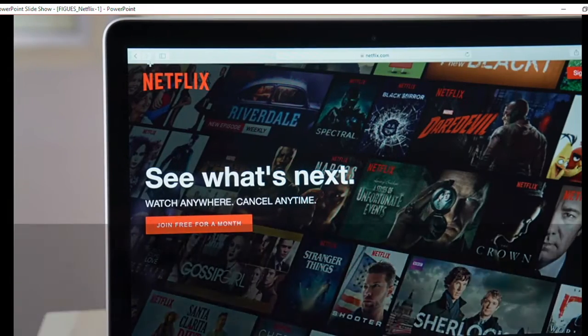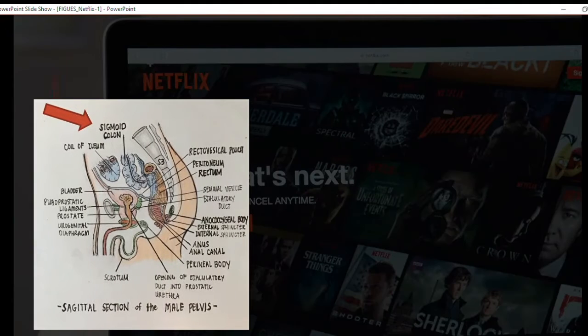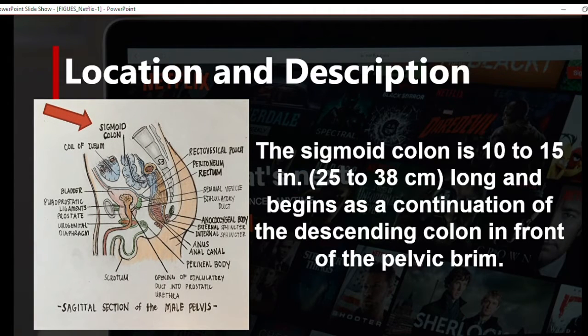Contents of the pelvic cavity: sigmoid colon. Its location and description is: the sigmoid colon is 10 to 15 inches long and begins as a continuation of the descending colon in front of the pelvic brim.